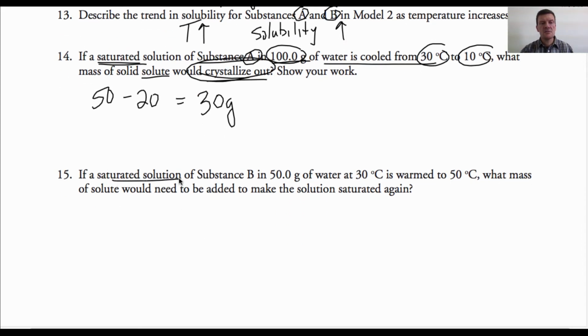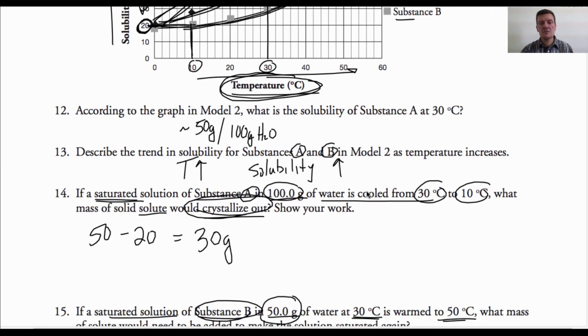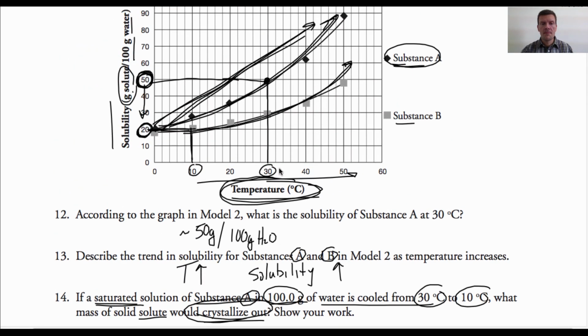If a saturated solution of substance B this time in 50 grams of water at 30 degrees Celsius is warmed to 50, what mass of solute would need to be added to make the solution saturated again? Be careful, we're only working with 50 grams this time, okay? And we're going to go from 30 to 50. So let's look at substance B. We're going from 30 to 50. B is here, up to here, and I'm just going to approximate these values, okay?